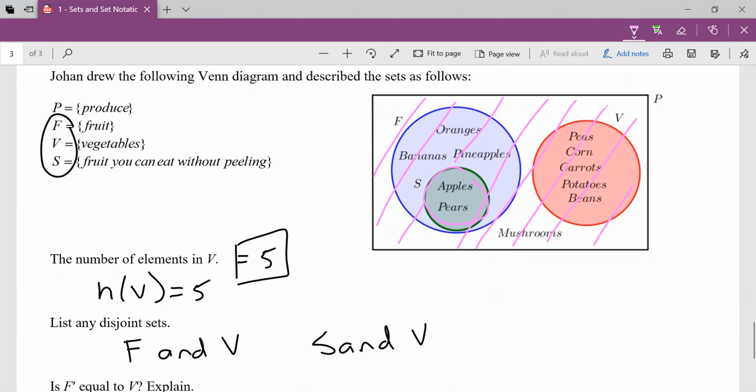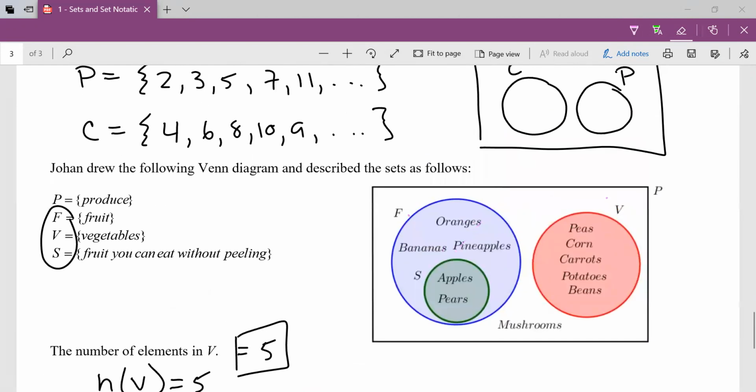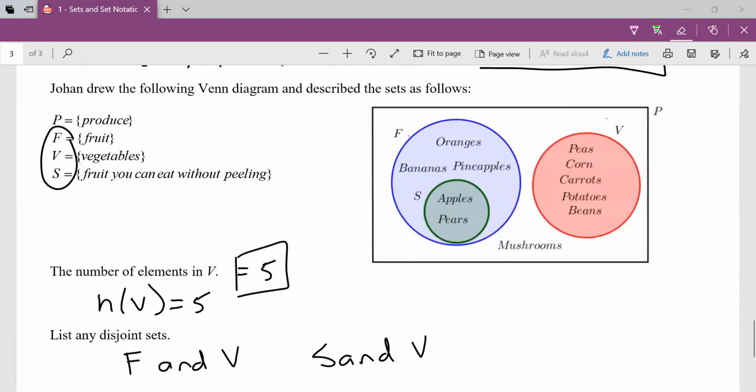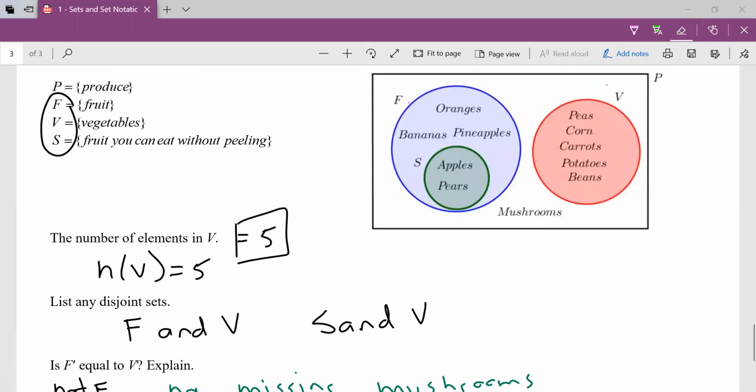Now, the last thing I want to talk about here is that looking at set F and set S, I notice that S is completely contained in F. So if I was to describe that, I would say that S is a subset of F, because S is completely contained in F. So there it is, friends. There is all the notation I need you to know for the entire unit, and some very, very basics as to how set theory works.